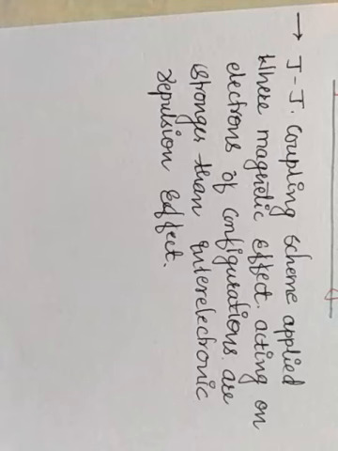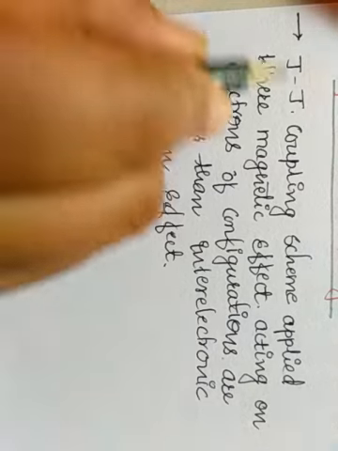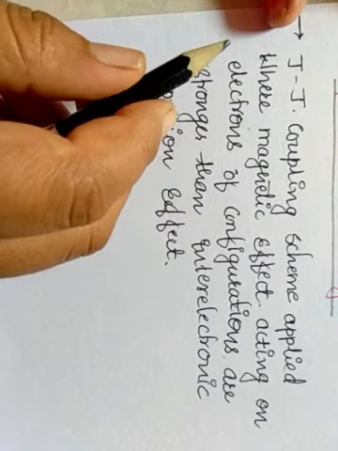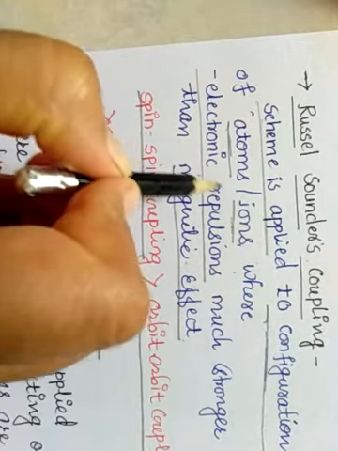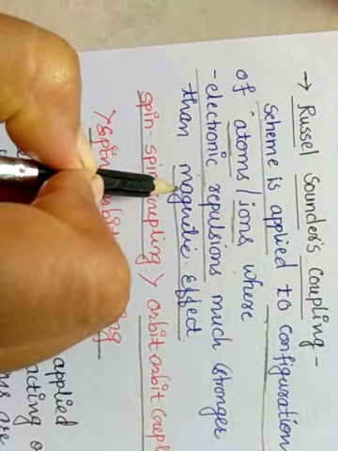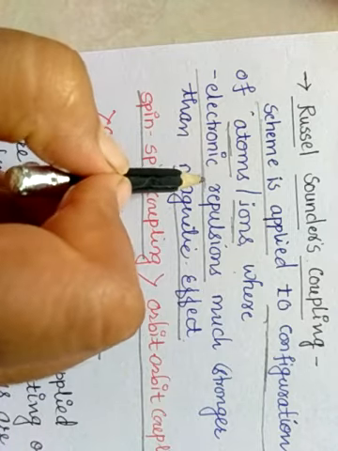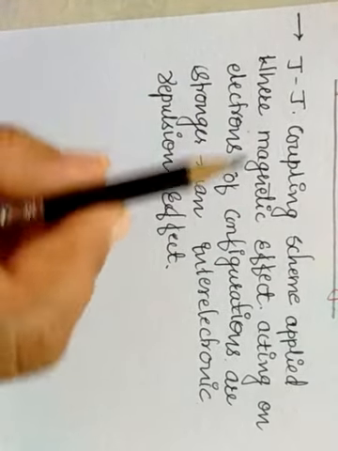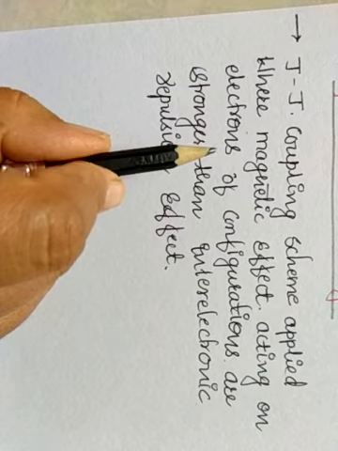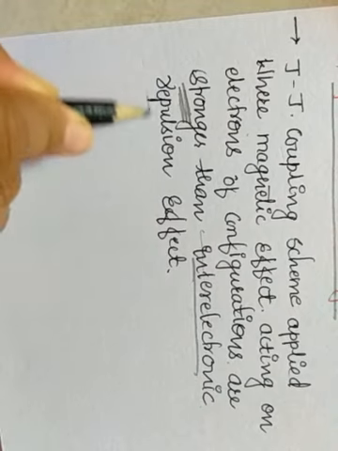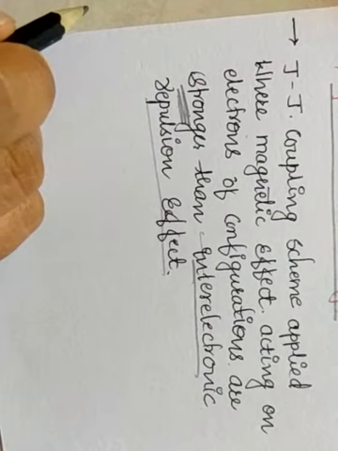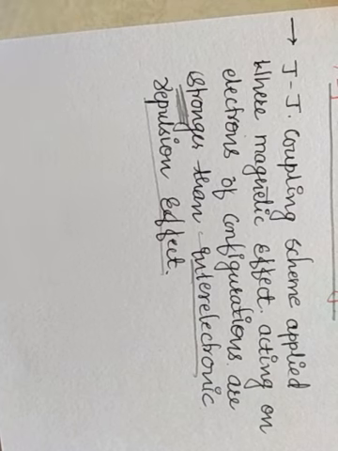Now next, the JJ coupling scheme. This particular JJ coupling scheme is applied where it is the opposite of Russell-Sanders. In RS, the electronic repulsion is stronger than the magnetic effect, but in JJ the magnetic effect is stronger than the electronic repulsion. Just to see here, the JJ coupling scheme is applied where the magnetic effect acting on an electron of the configuration is stronger than the inter-electronic repulsion effect. This is about our JJ coupling, isn't it? Exactly the opposite of RS coupling.